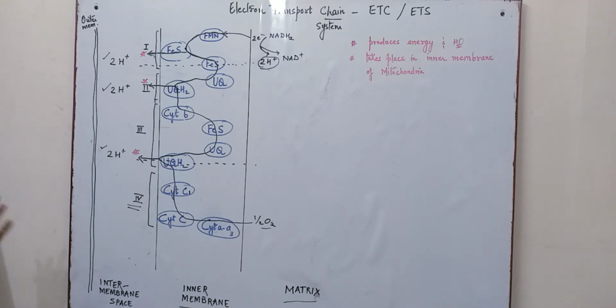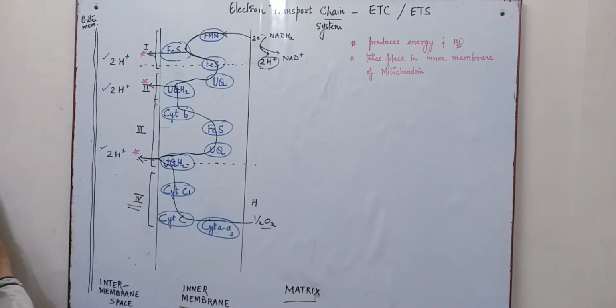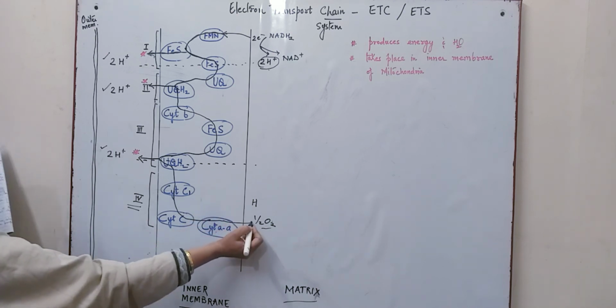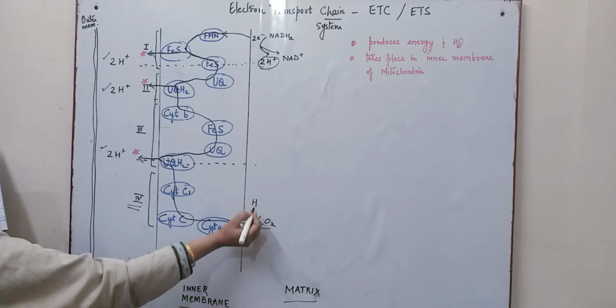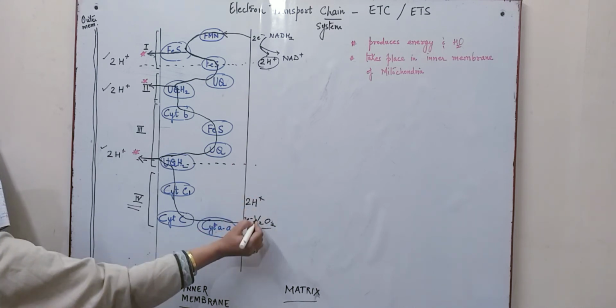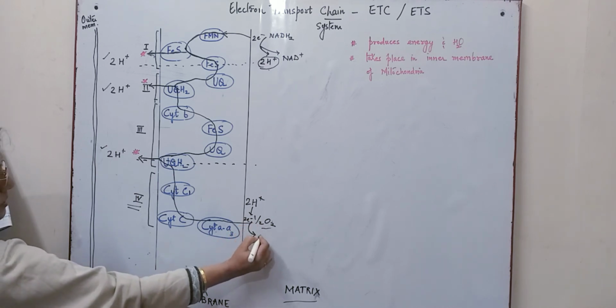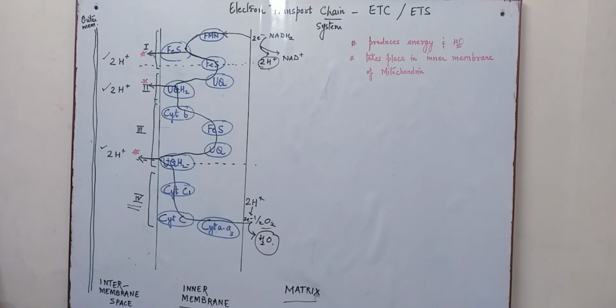Over here, the electrons are already accepted, 2 electrons are accepted, then using 2 protons, the water is produced. So the water is generated at the end of the electron transport chain.